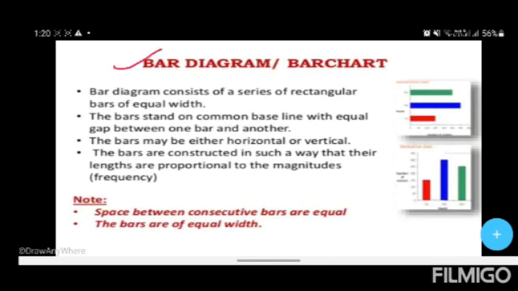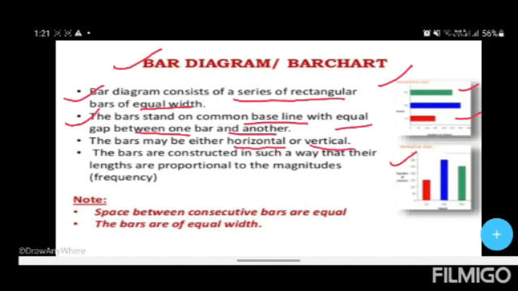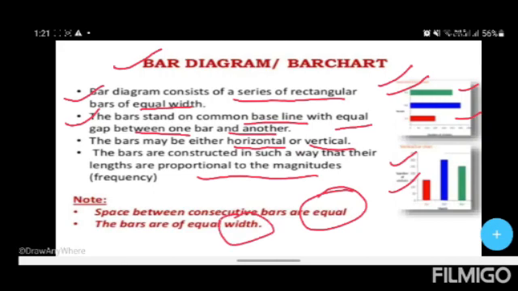Then we have bar diagrams. Bar diagrams consist of a series of rectangular bars of equal width. Like this, we have this bar diagram here. The bar stands on common baseline with equal gap between one bar and another. The gap between the bars will be equal. And the bars may be either horizontal or vertical. As you can see, it can be horizontal or vertical. It should be constructed in such a way that their lengths are proportional to the magnitudes. The space between the consecutive bars are equal and the width is also equal.